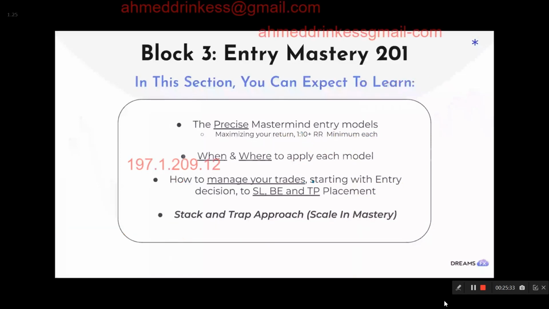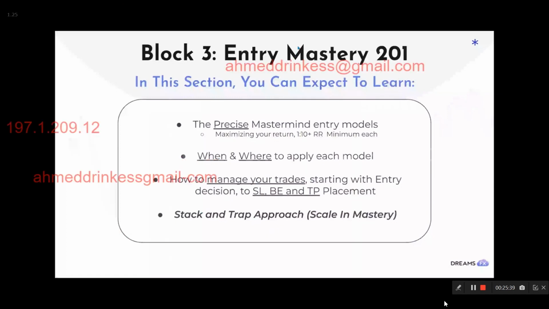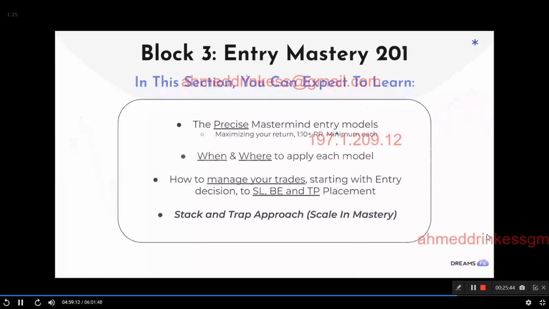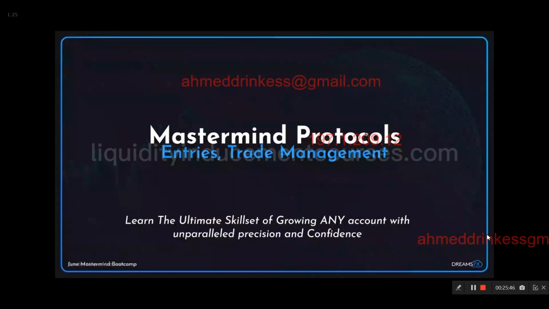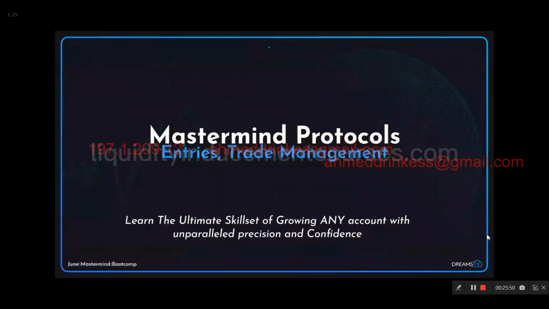We've already talked about the TPs, and the stack and the trap and stack approach. Most likely will not be covered at all during this boot camp, but we will see because we've already talked about it. All right, so getting right into it. Time for you guys to learn the ultimate skill set of growing any account with unparalleled precision and confidence.